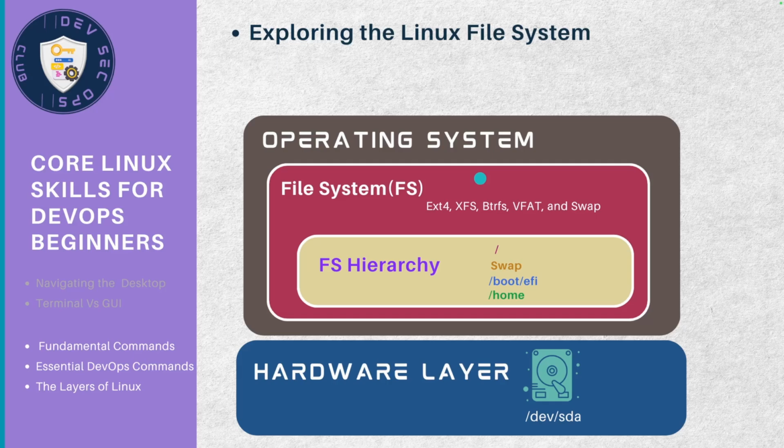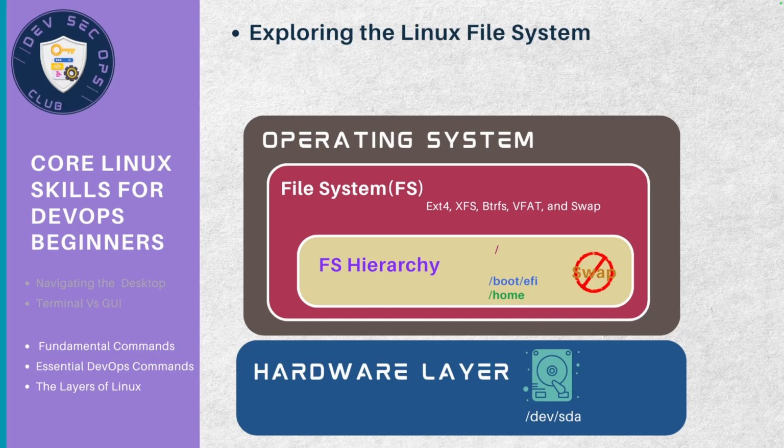So if we simplify this diagram, then we have the hardware layer where we have the actual hard drive, then we have the operating system, and inside the operating system we have the file system. And our file systems are ext4, xfs, btrfs, and all. There are more, but we are just sticking with these. And in our file system hierarchy we have slash, swap. Slash is also known as the root partition. Then we have /boot, /boot/efi and /home.